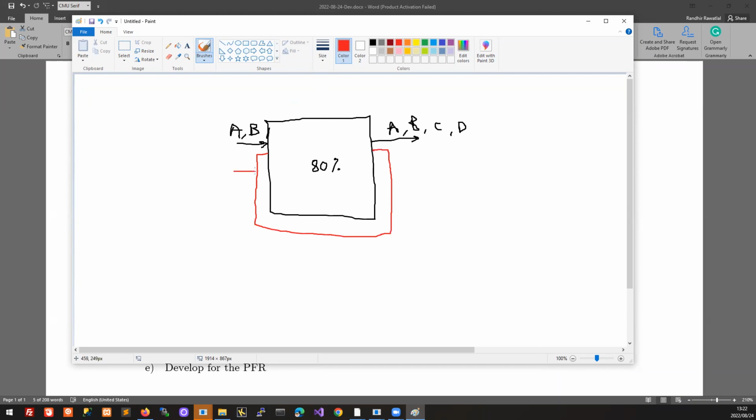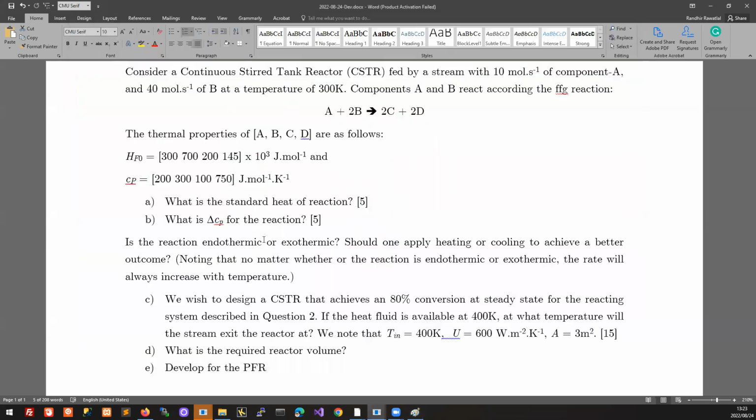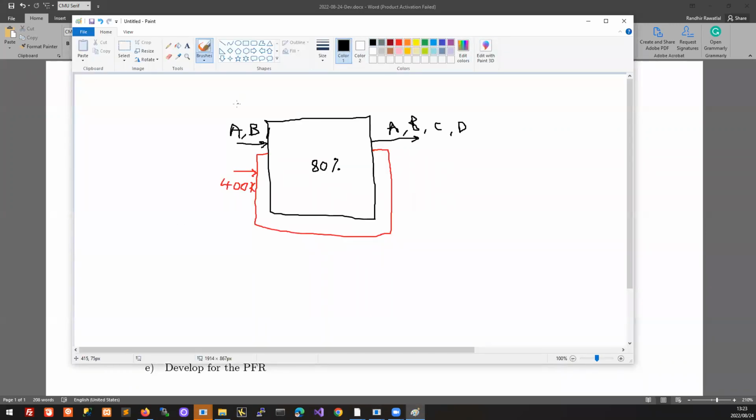And our jacket fluid is available at 400 Kelvin. And also for our stream here, T in is also 400. Let's just see, heating fluid, we know T in. No, this refers to the heating fluid itself. 300. So our feed of our reactants, that's 300 Kelvin. Right. So we want to know what the exit temperature is from this reactor. So that's the first question, right?